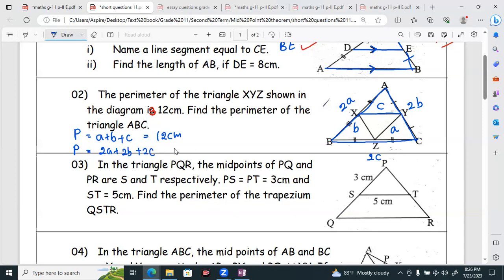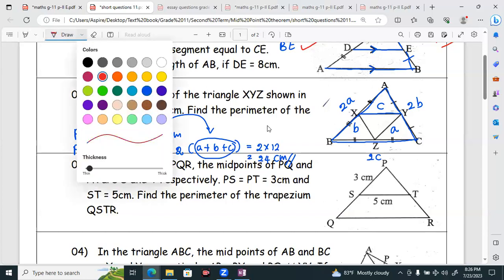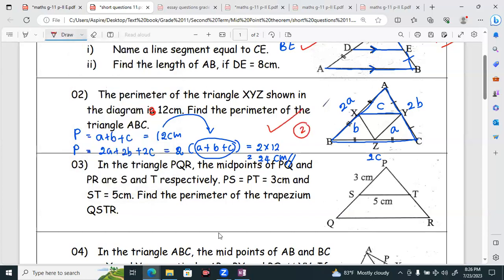If I take 2 out, it is 2 times (A plus B plus C). Now instead of A plus B plus C, I can substitute 12. It is 2 into 12. The answer is 24 centimeters. Okay, very good. Someone has got the answer. Is it Duvina? Devind. Okay. Second one.